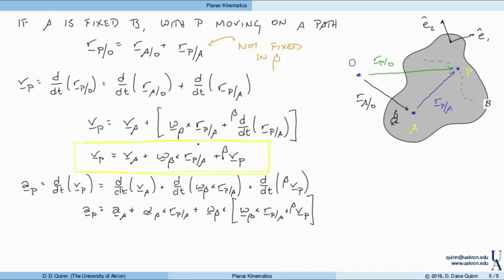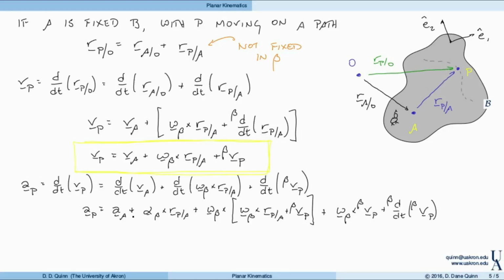Again, that's what we had from our previous step when we calculated the velocity. And now it's the change in the velocity of P with respect to the body. Again, going back to our discussion on vector derivatives, this is the angular velocity of the body cross the vector itself. And then finally, the derivative with respect to the body of the vector.